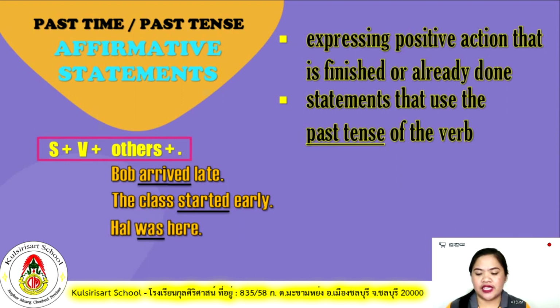Another example is Hal was here. As what you can see, there is no action verb in the sentence. Only the helping verb. Okay? Hal was here. So in this sentence, later you will know what should be the use of was and did and were. Let's know.